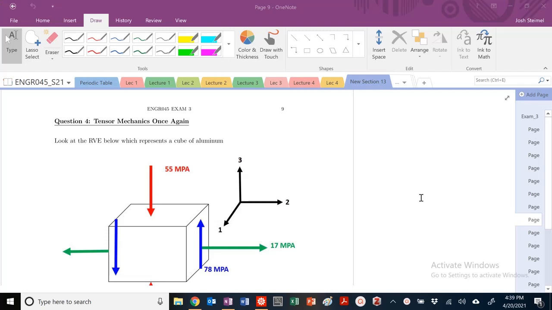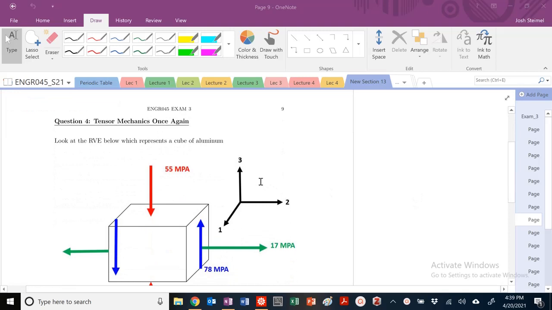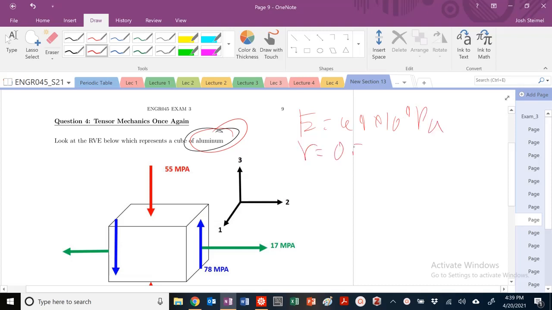Back to our last problem on our practice exam 3, our practice final exam. Let's look at our RVE below, which represents a cube of aluminum. Once I hear aluminum, what do I know? I know that the modulus is going to be 69 times 10 to the 9 Pascal. My nu is going to be equal to 0.3.